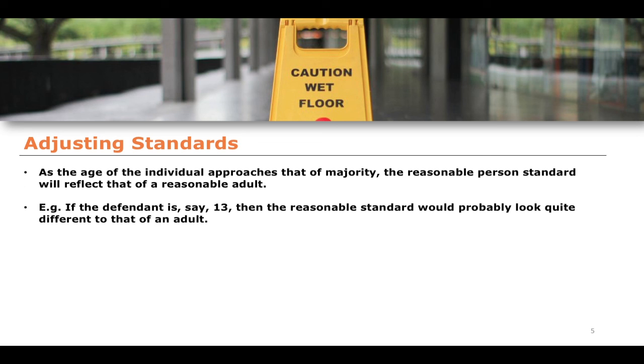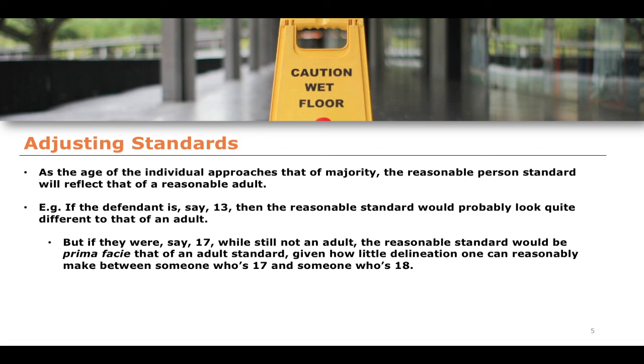So, like I said, when a defendant is, for example, 13, the reasonable standard would probably look quite different to that of if they were just an adult. But if they were 17, while they're still not an adult, the reasonable standard would probably on its face be that of an adult. It will look very similar to that of an adult, given the fact that there is very little delineation that one can reasonably make between that of a 17-year-old and that of an 18-year-old.